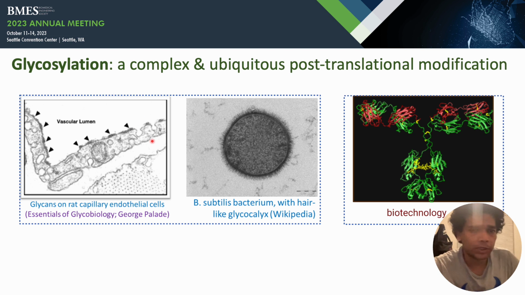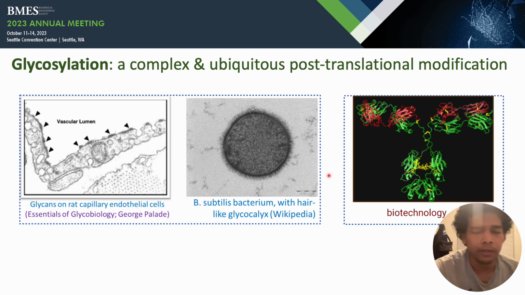So what is glycosylation? Glycosylation is a complex and ubiquitous post-translational modification, and more than 50% of proteins are glycosylated. We can see the glycosylation on the epithelial cells of the rat, and we can also see the brush-like layer, the glycocalyx layer, on this bacterium.